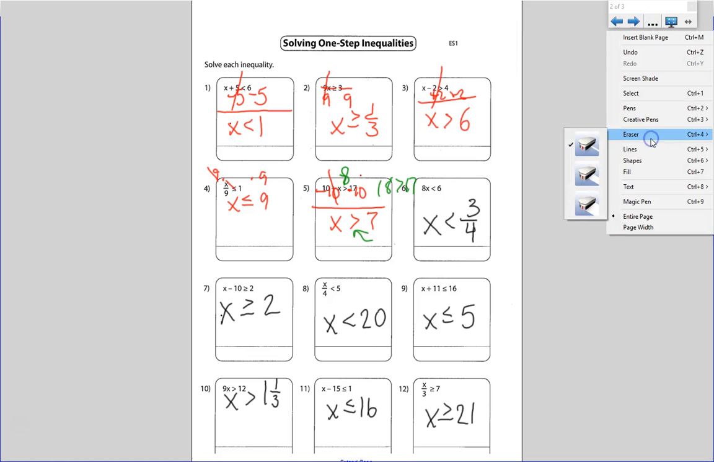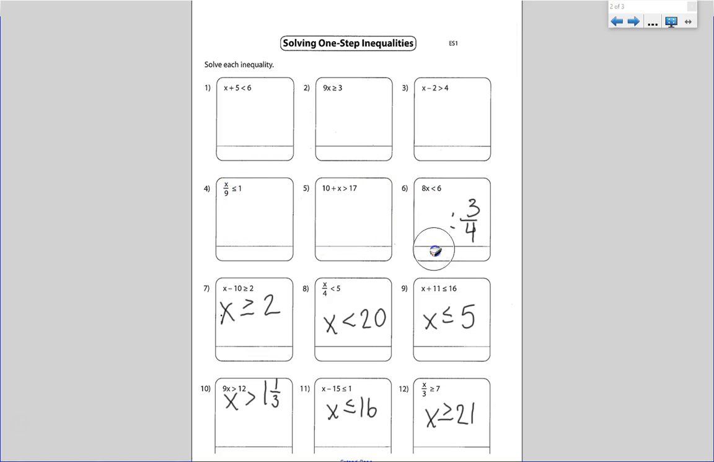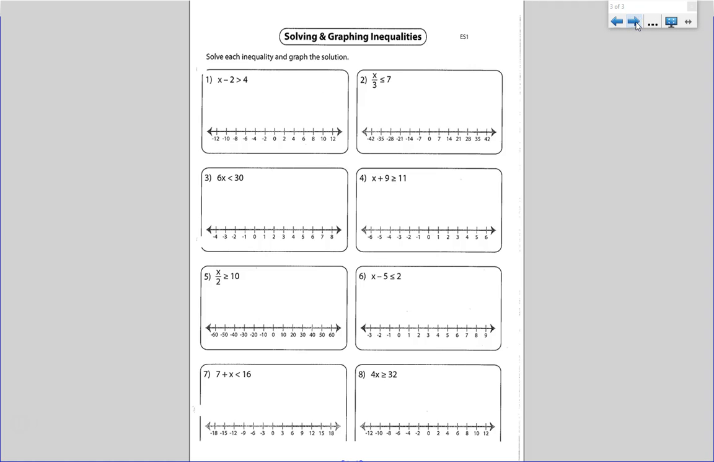All right, I'm going to go ahead and erase this. Now, what we're going to do is take what we've done today and what we did yesterday, and put those together. So far today we just worked on solving them, but I want to now solve and graph so that we can put our two lessons together.